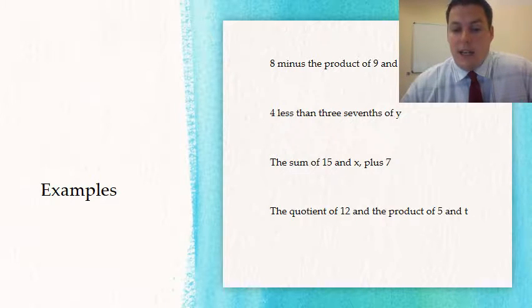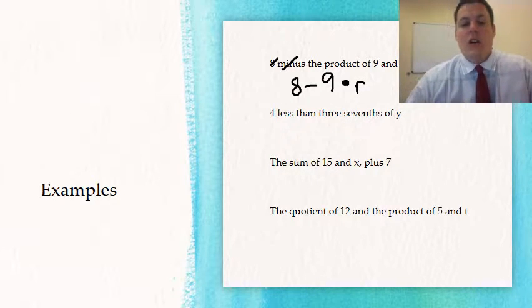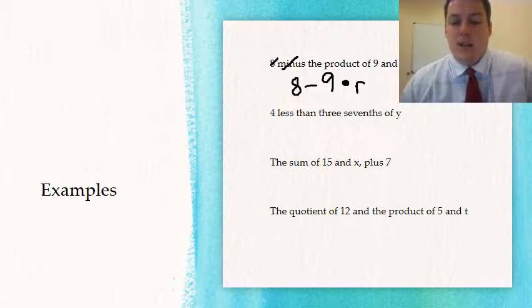I'll walk us through it. 8 minus the product of, so that means I'm going to be using multiplication, the product of 9, and I'm going to go to the other side of that operation I just wrote, r. So 8 minus the product of 9 and r. I can write that as 8 minus 9 times r, or 8 minus just 9r. I would accept either answer.